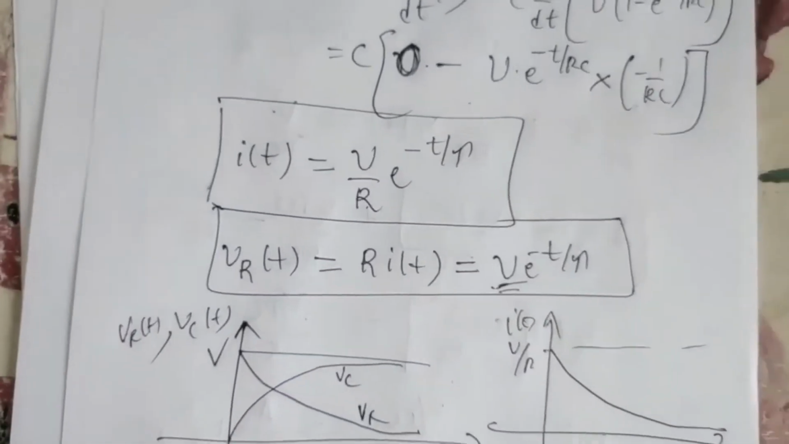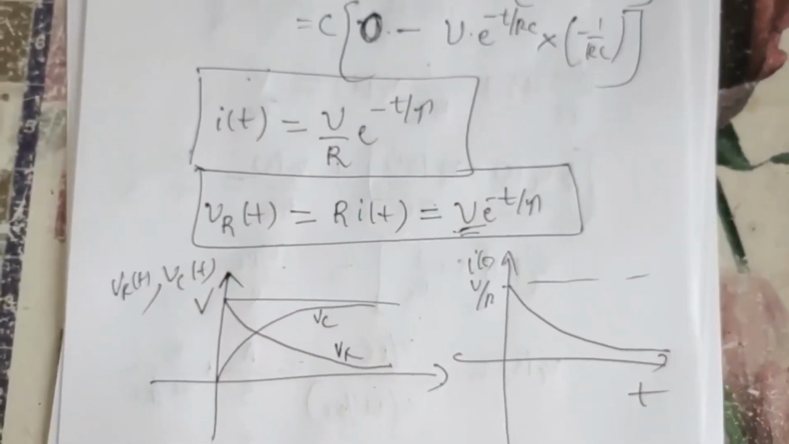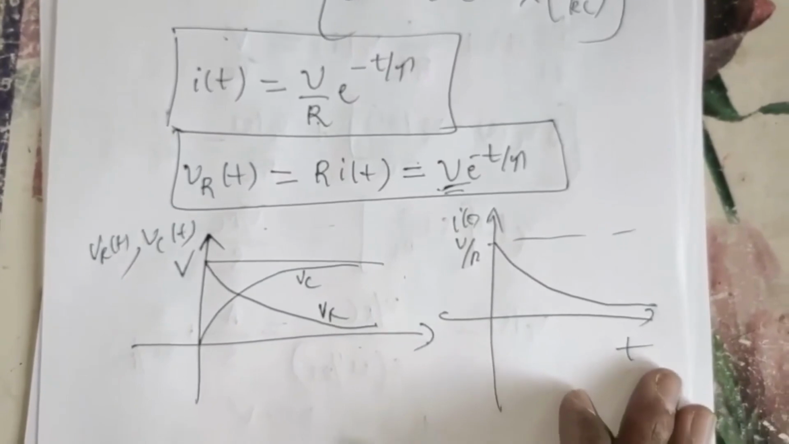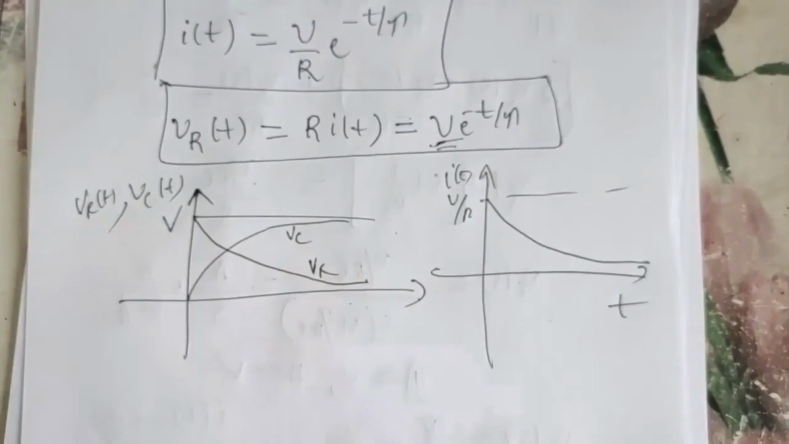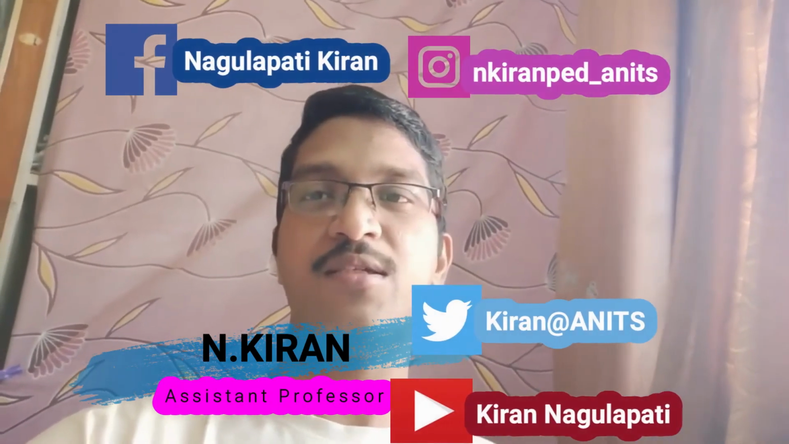This was the procedure for deriving source free and source driven series RC using the differential equation and Laplace transform methods. So this ends my 7th lecture on DC transients.